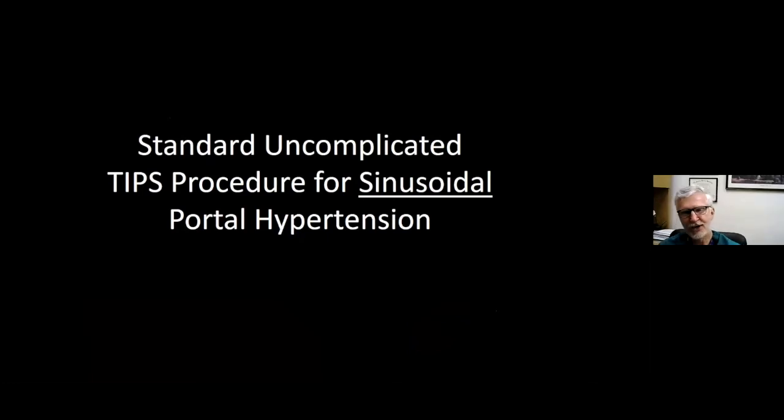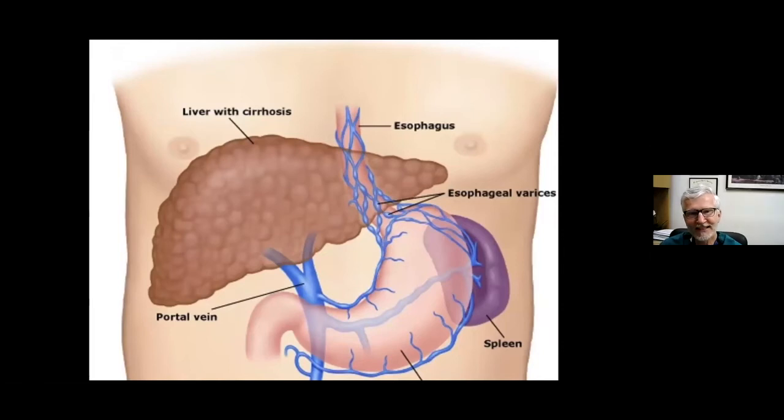So what we're going to do now is talk about a simple, standard, uncomplicated TIPS procedure for sinusoidal portal hypertension that has been around since 1989 and is widely practiced around the world, and has really replaced surgical treatment for these patients. It's very rare now for a surgeon to put a shunt in for a patient with portal hypertension. All right, so this is a simple case of a patient with sinusoidal portal hypertension, advanced cirrhosis, a lot of varices around the stomach and the distal esophagus.